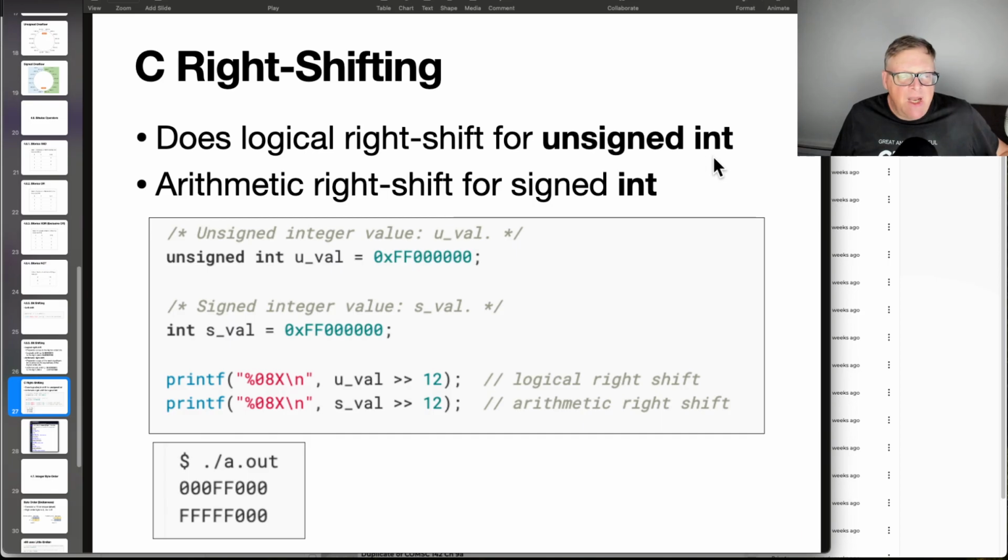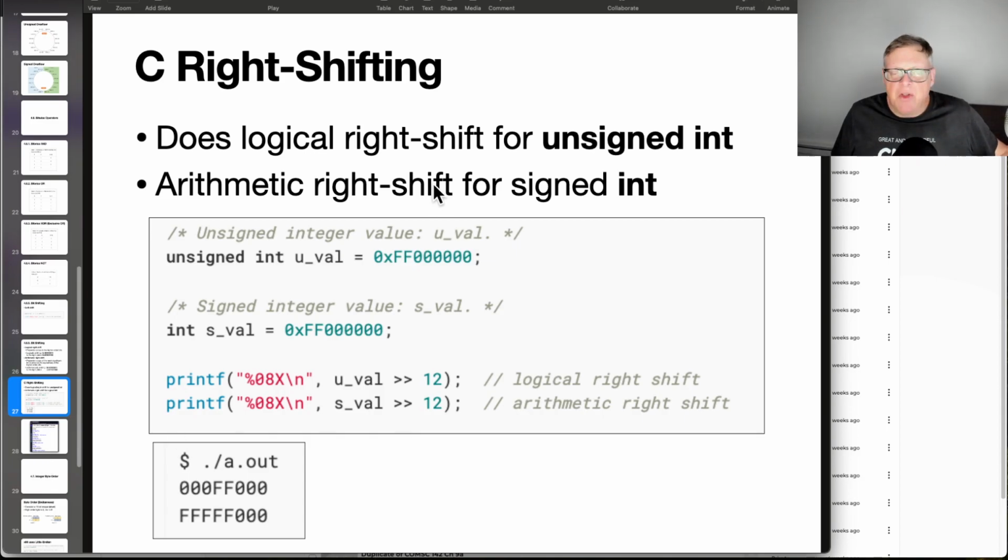All right, and so if you do a logical right shift for unsigned int, that's what this does, greater than greater, that's a logical right shift. And here's an arithmetic right shift, which is what it will do for signed ints. So you have an unsigned value and an int value. The same operation here will choose the correct one based on whether it's signed or unsigned.